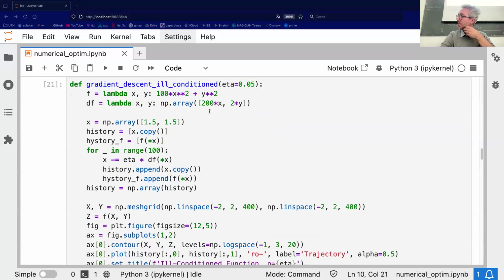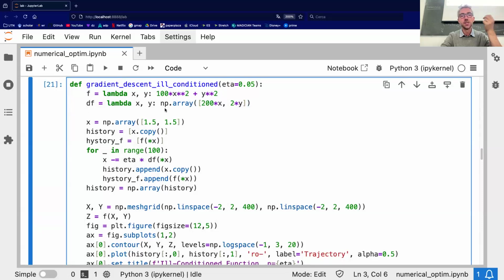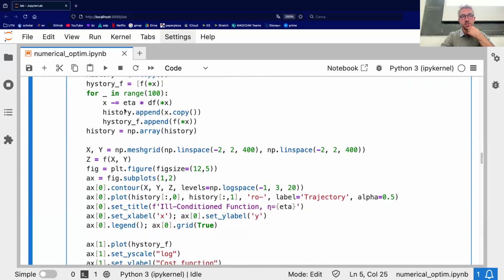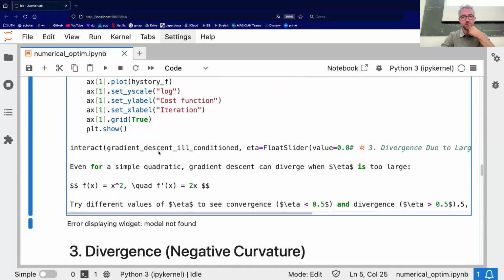So I've implemented the same code as above, just for a different function, which is in this case 2-dimensional. So when we compute the gradient, now the gradient is a 2-dimensional array. It's not a scalar anymore. And also the variable x is a 2-dimensional array. And I'm starting from this value 1.5. The algorithm is the same as before, and then I'm doing some plots.